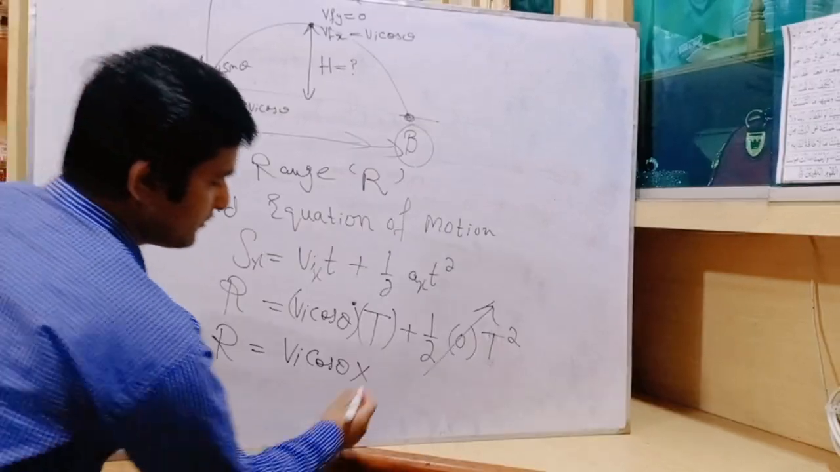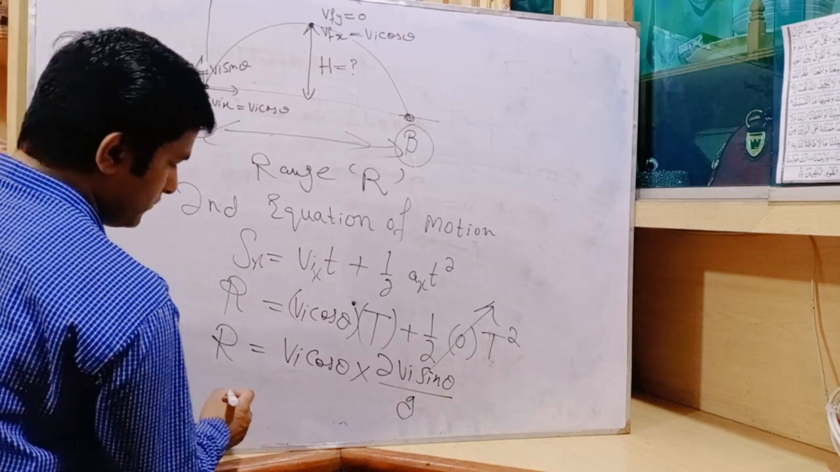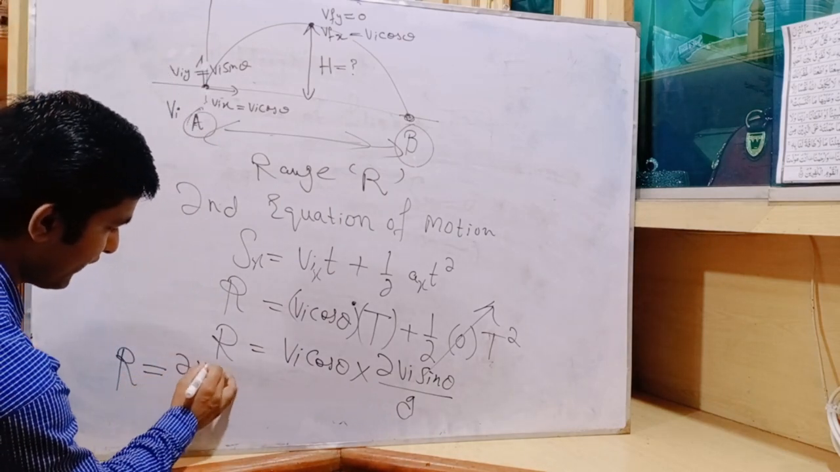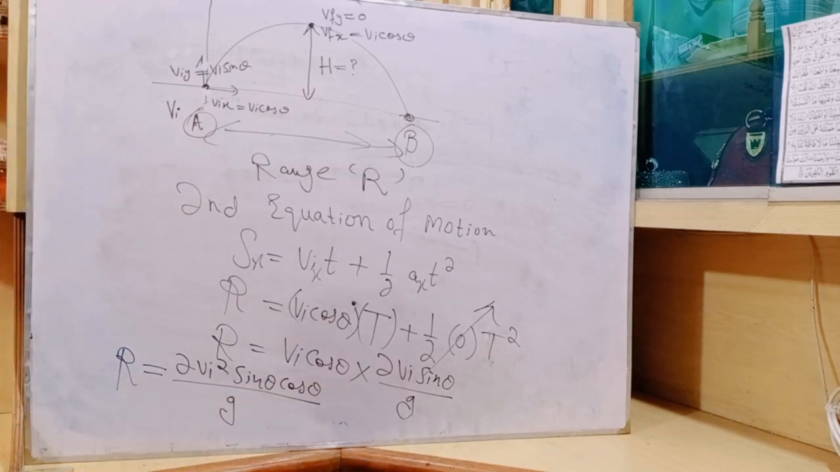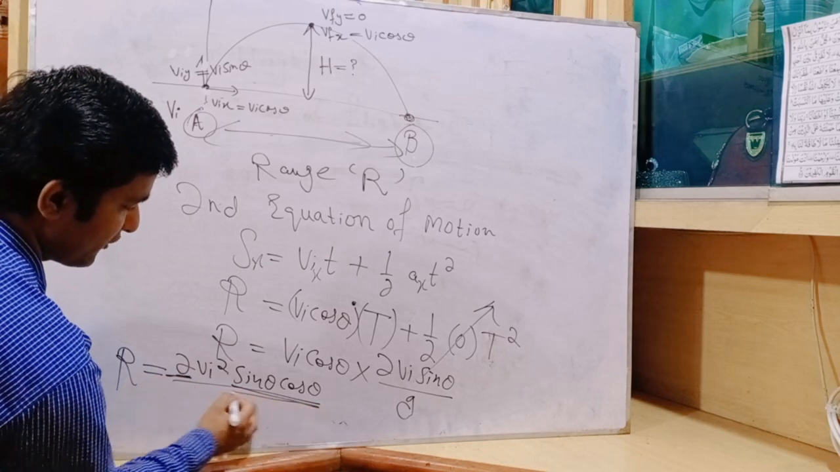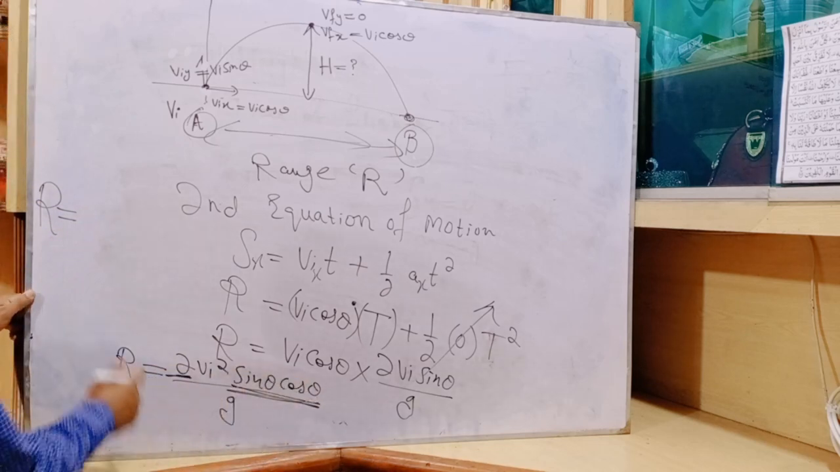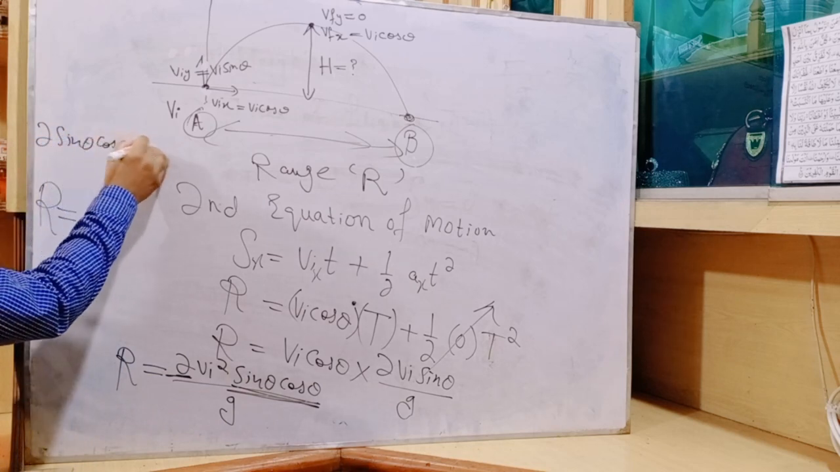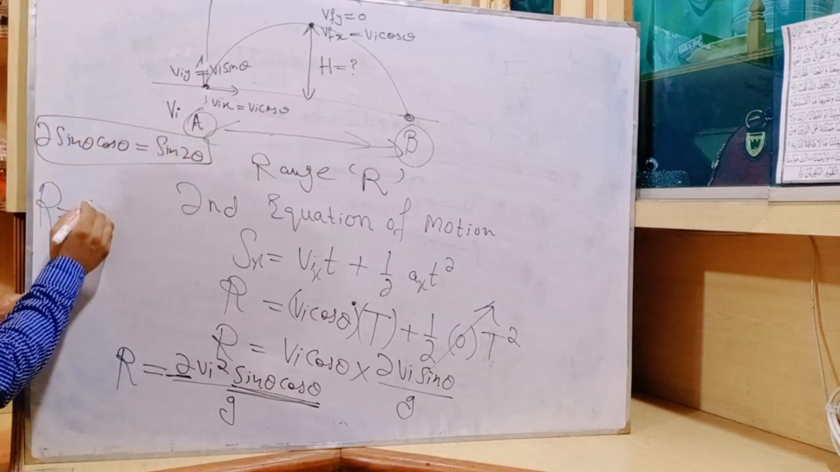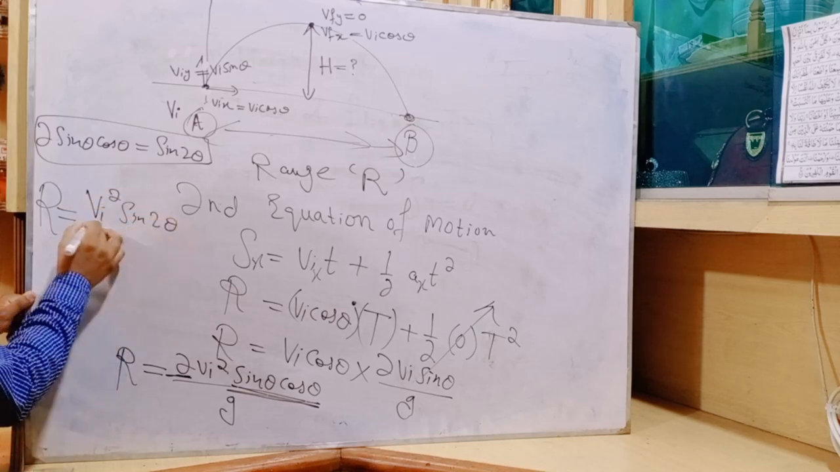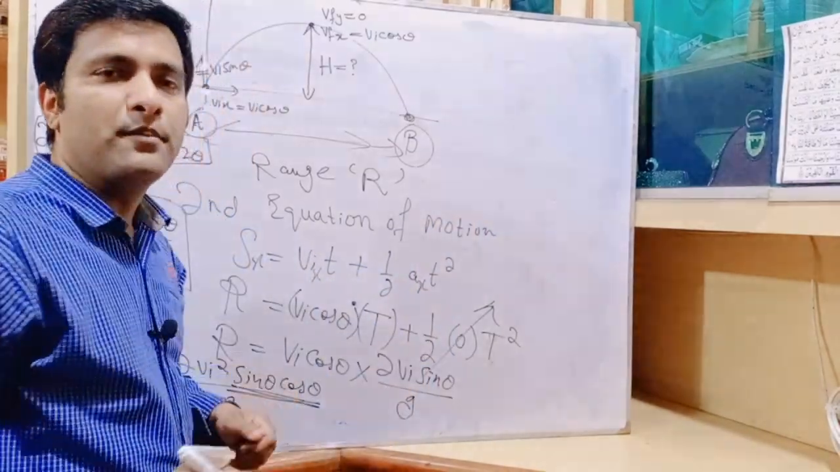What is time of flight? 2 Vi sine theta over g. So our expression will be like range is 2 Vi square sine theta cos theta over g. So this 2, and this is a trigonometric identity, and it will become like this: 2 sine theta cos theta is equal to sine 2 theta. This is a trigonometric identity, so we will apply it. Range will be like this: Vi square sine 2 theta over g. This is called range of the projectile, the maximum horizontal distance covered by a projectile.